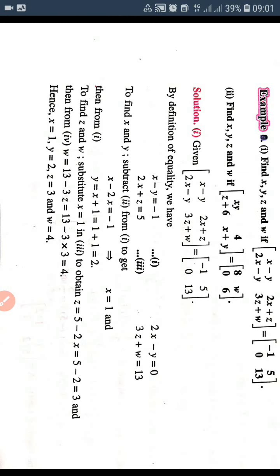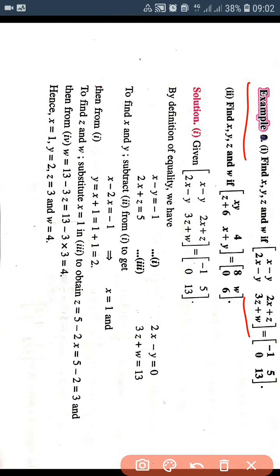Now another example. Find x, y, z and w if the matrix with first row x minus y, 2x plus z and second row 2x minus y, 3z plus w, and the right hand side matrix is -1, 5, 0, 13, and these two matrices are equal. That means one condition: the order must be the same and corresponding elements should be equal. It is clear that they are of order 2 by 2 and we have to find the corresponding elements.